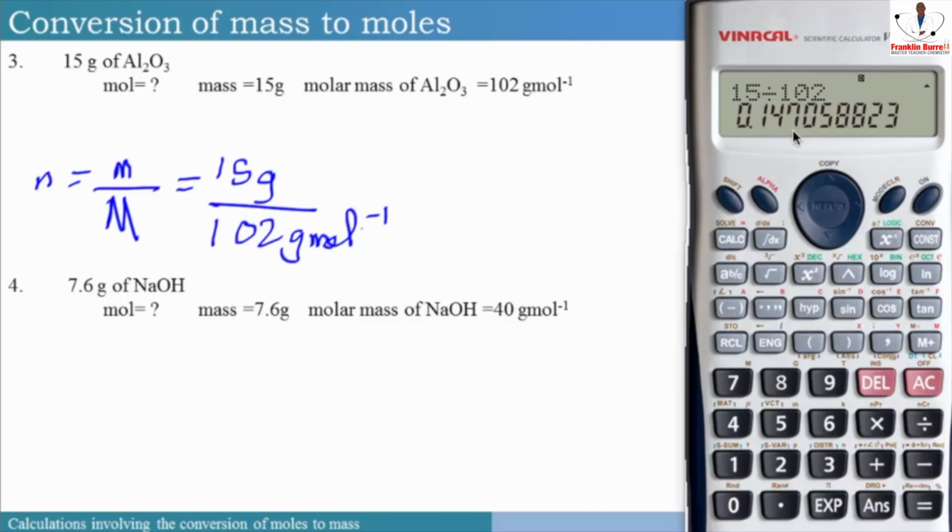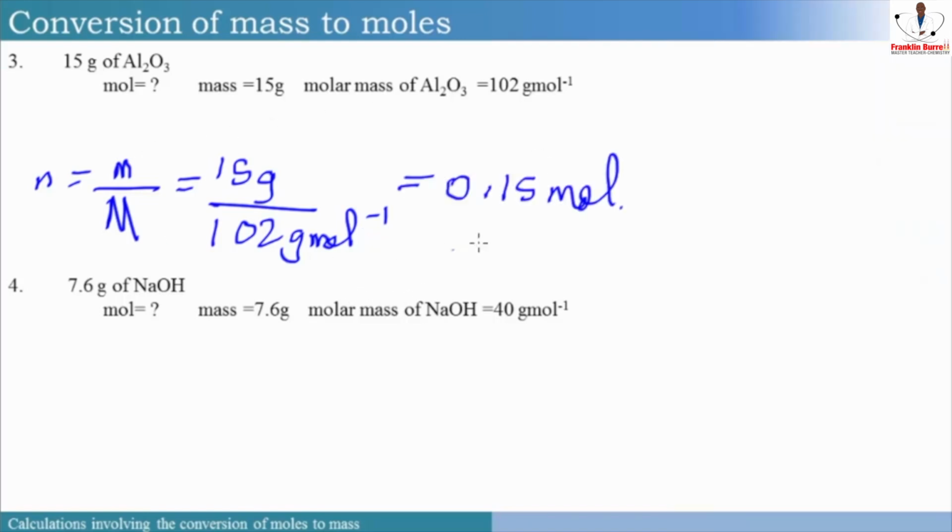So we have a number here that is greater than 5. So we are going to round up. So our final answer will be 0.15. And that is our answer for the mole that is in 15 grams of aluminum oxide.